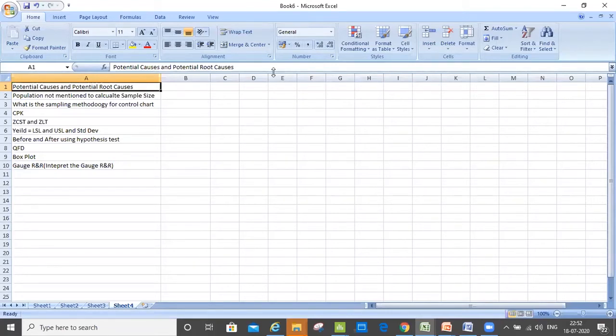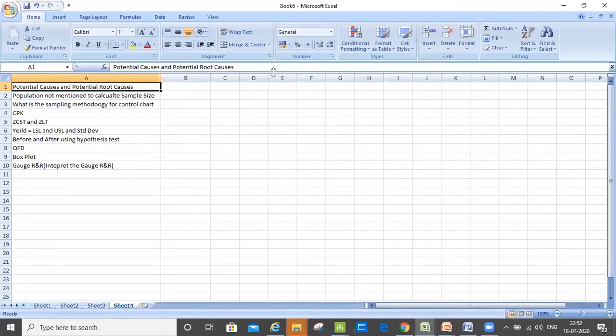For CPK, you won't get any result in the options unless you're using the right formula for calculating CPK. You shouldn't worry about it, but can someone share the screenshot with me? I will try to correct it. Similarly for the population not mentioned as well. So please share the screenshots with me. I'll try to correct it, but don't worry, your concept remains the same. The formula remains the same. Perfect.